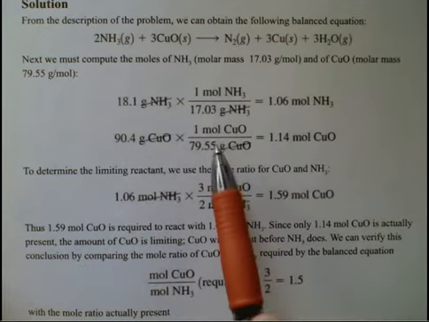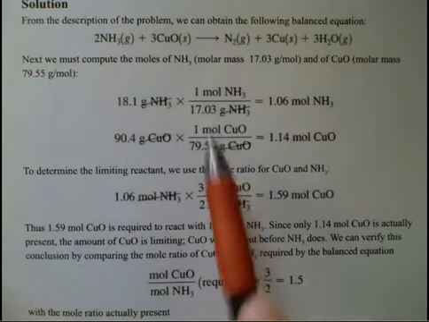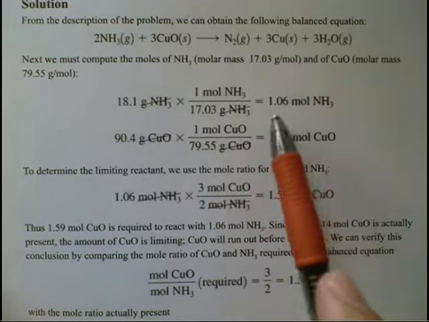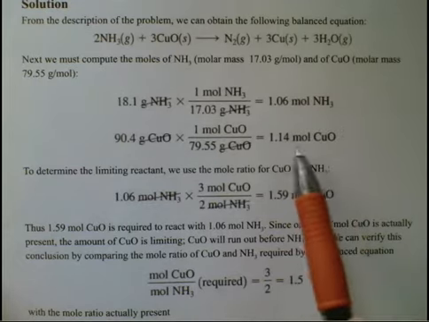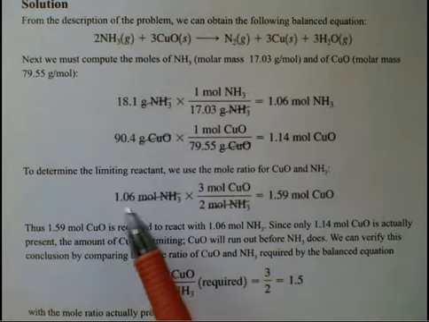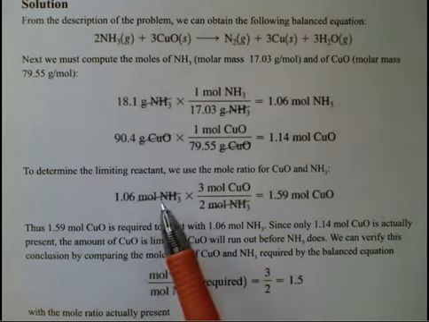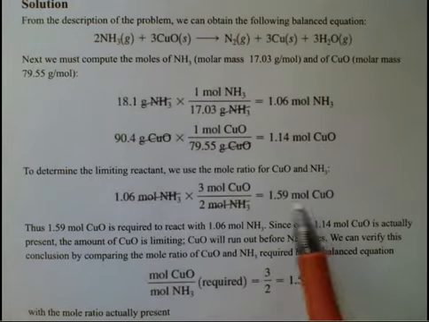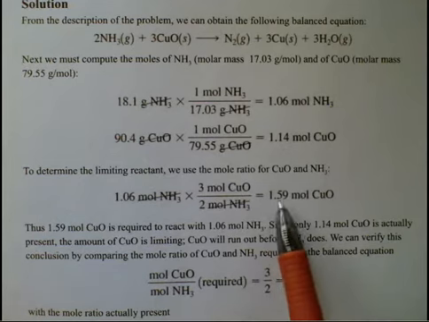We take the molar mass of each substance, use it as a conversion factor, and we generate a mole value for each of the substances: 1.06 moles of ammonia, 1.14 moles of copper(II) oxide. Now, to determine the limiting reactant, we use the mole ratio for copper(II) oxide and ammonia. If we pick 1.06 moles of ammonia and use the mole ratio to convert into moles of copper(II) oxide, we generate the value 1.59 moles of copper(II) oxide.